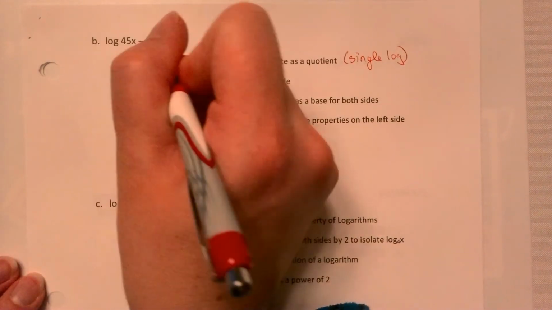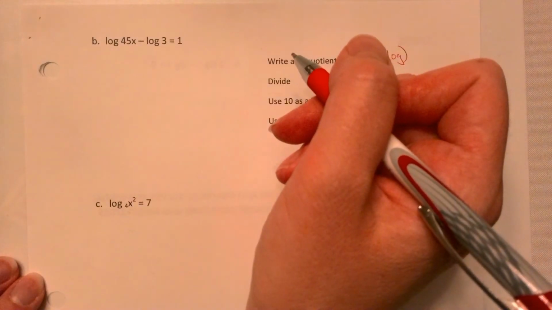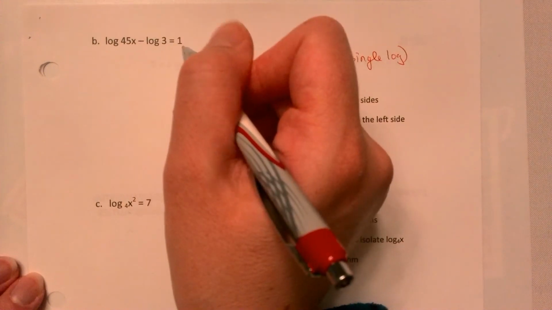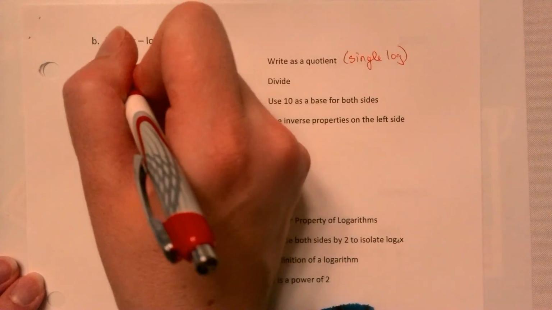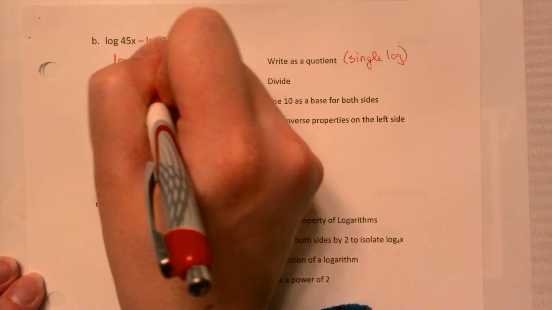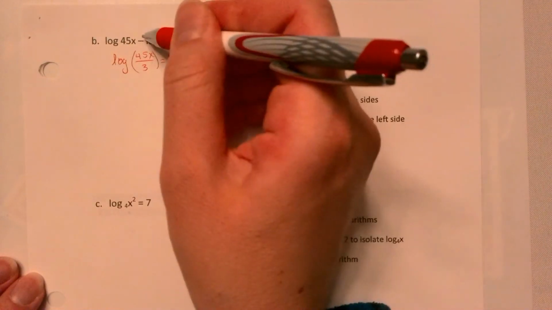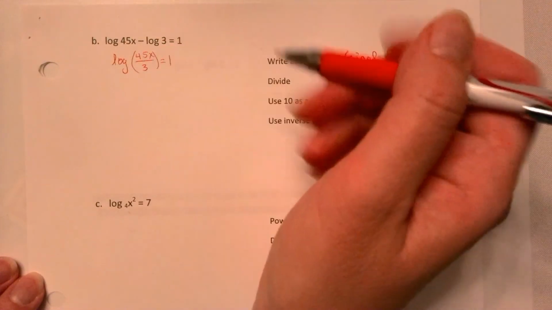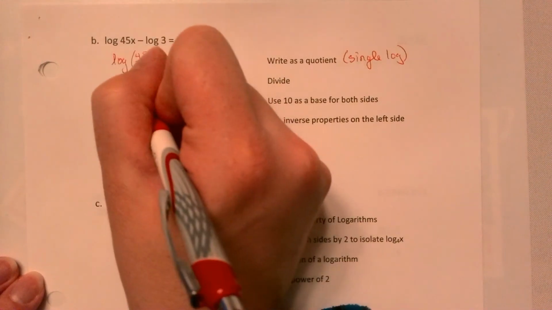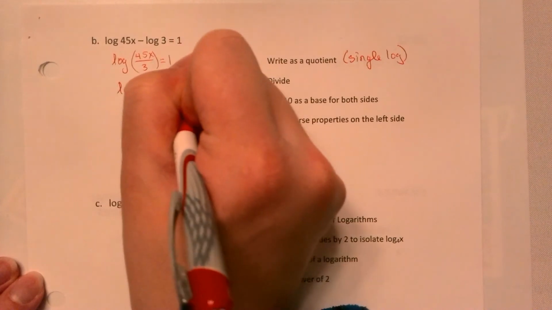Notice these are both log base 10. The downfall is I have variables, so I can't put it in the calculator. I could throw this in the calculator, move it over, and clean up, but we're going to go ahead and put it together. We're going to make this as log 45x all divided by 3 is equal to 1. So whenever I have subtraction, that leads to division in a single log. Then I'm going to take this log, and I'm going to reduce this, and I end up with log of 15x equals 1.